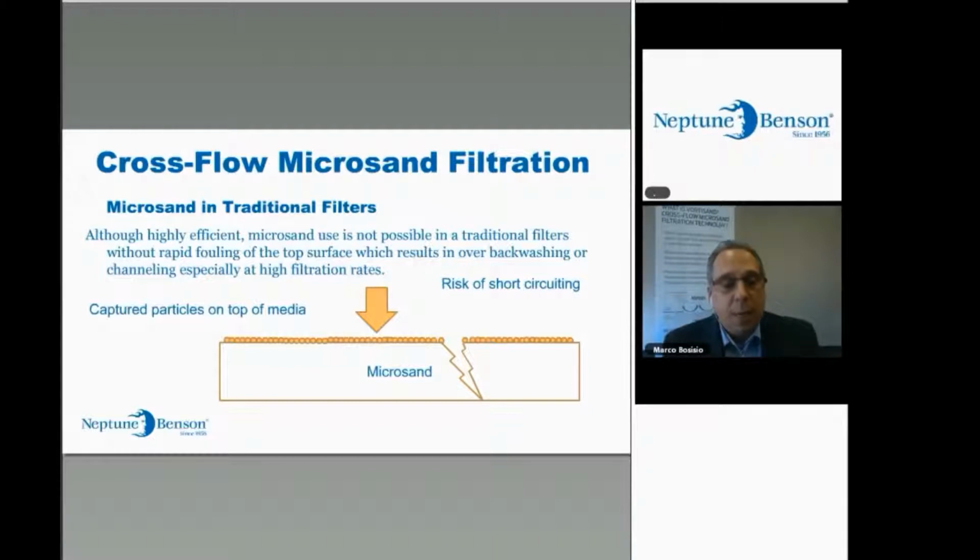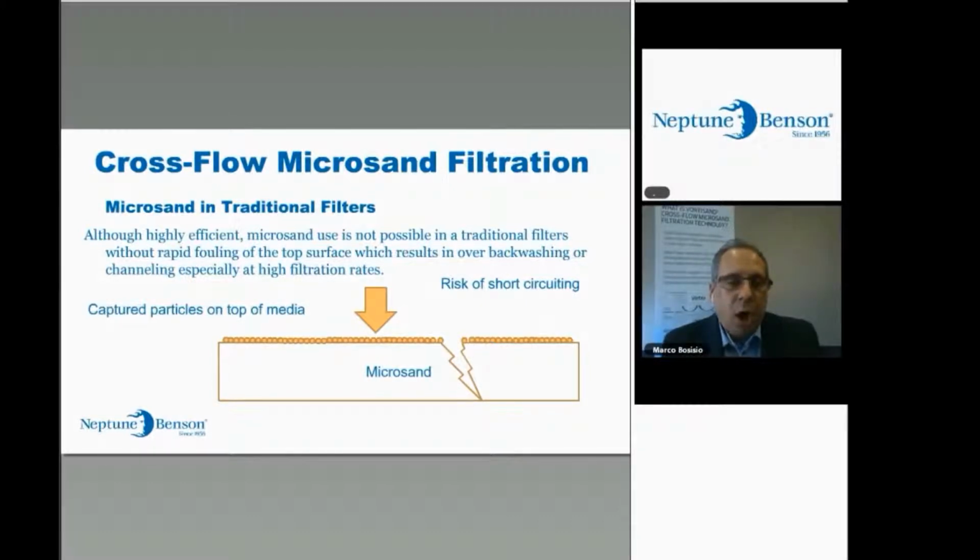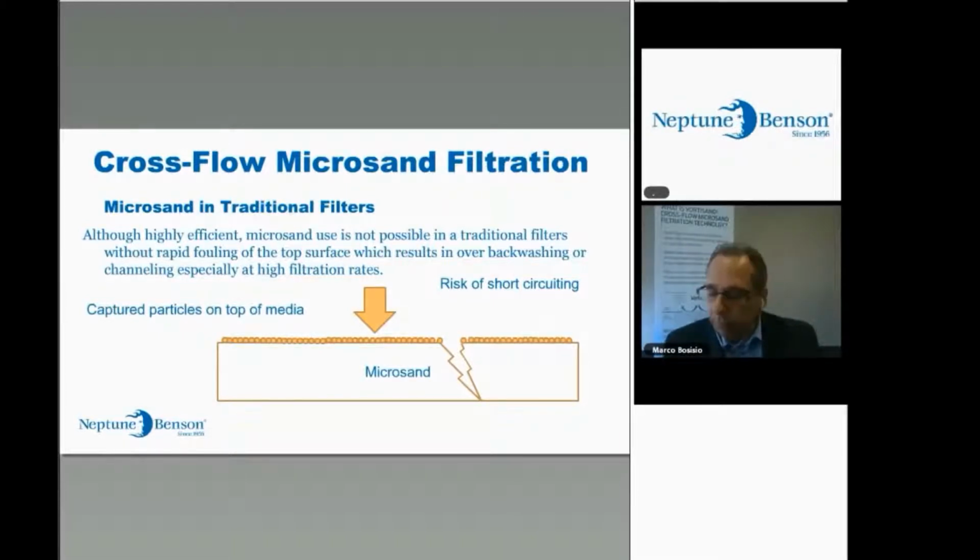Now, the question is, well, how come we don't use microsand in a traditional filter? Well, in a nutshell, if you put a microsand in a traditional filter, you're going to push the particles continuously onto the media without a sweeping effect. It clogs the top of the microsand. It doesn't allow the particles to get in the media, and eventually there's a risk of short-circuiting fairly quickly and quick backwashes as well. So it cannot be used in traditional filters.